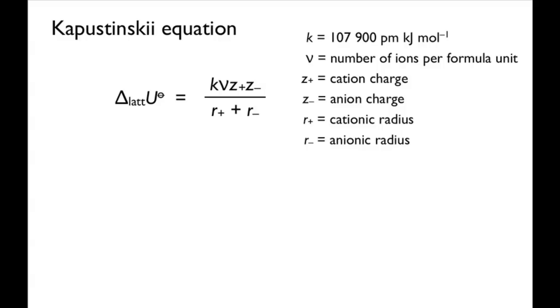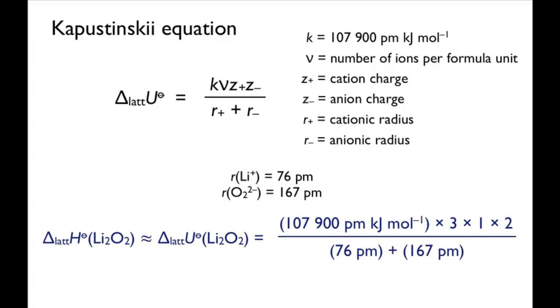The Kapustinskii equation gives a value for the lattice energy rather than the lattice enthalpy, but the difference between the two is relatively small and can be ignored. For lithium peroxide, the ionic radius for lithium plus is 76 picometers, and the thermochemical radius for peroxide is 167 picometers. Lithium peroxide has 3 ions in the formula unit, 2 lithium plus ions and 1 peroxide, and the charges on the ions are 1 and 2. Putting these values into the equation gives a value for the lattice energy of 2660 kilojoules per mole.